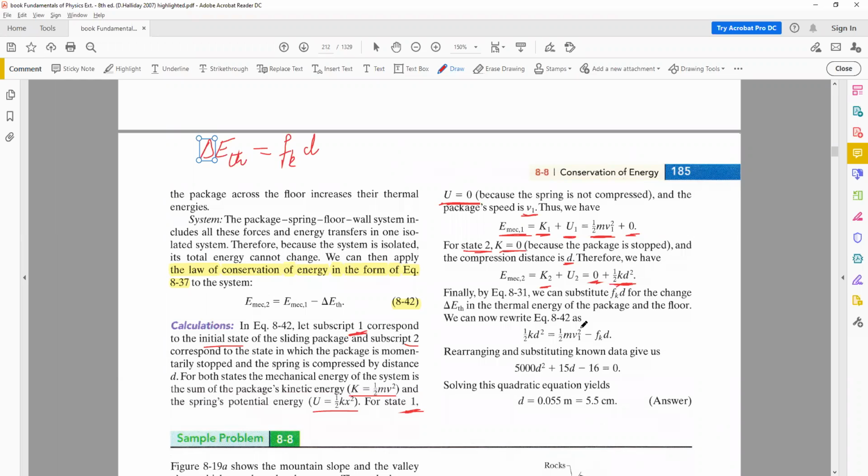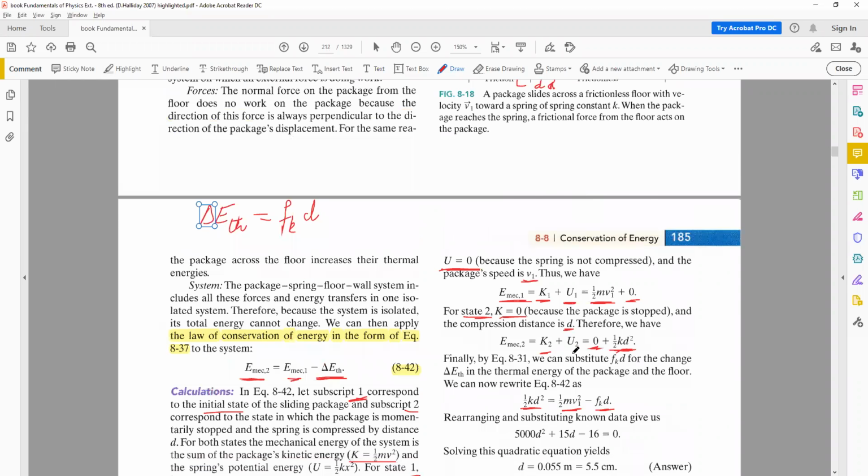So we know that mechanical energy is a sum of the kinetic energy and potential energy, plus the thermal energy. Very good. So the thermal energy is FkD. So we put the expressions. E mechanical 2 was half kd squared. We put it here. E mechanical 1 was half mv1 squared. We put it here. And the thermal energy is FkD. We put it here. Now we substitute the values. We have the value for K. What was the value for K?